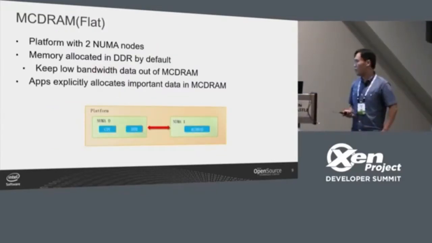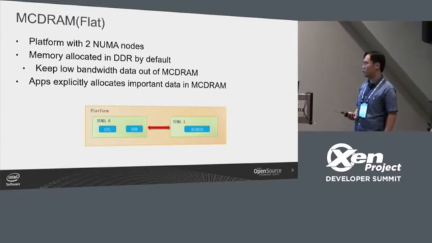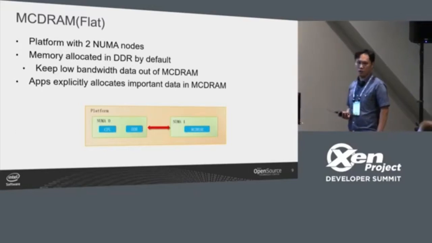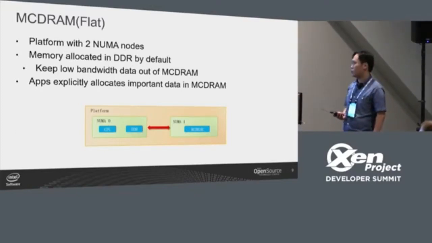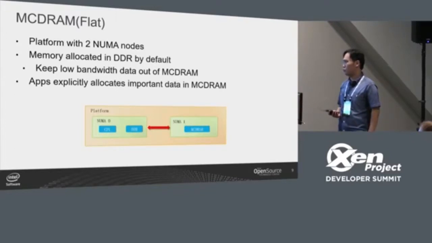When MCDRAM is in the flat mode, it is exposed as 2 NUMA nodes. One NUMA node is for the CPU and DDR memories. Another NUMA node is for the MCDRAM. To make sure non-important data stays out of MCDRAM, the NUMA node of MCDRAM has a far distance to the NUMA node of the CPU. When the system boots up, it will allocate memory from the DDR by default. If the software wants to use the MCDRAM, it needs to allocate the important data in the MCDRAM explicitly via some new kind of interface.